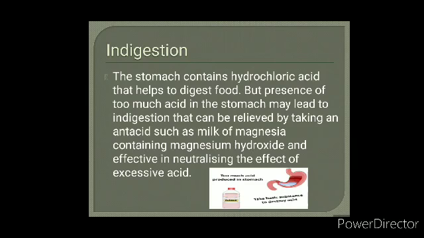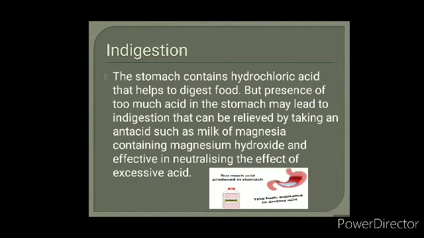Everyone must have felt, sometime, stomach pain due to indigestion. How does indigestion happen? Our stomach contains hydrochloric acid. It helps us to digest food, as you have learned in biology. But when too much acid is released in our stomach, it causes indigestion. Sometimes indigestion is very painful, and to relieve it, what do we take?